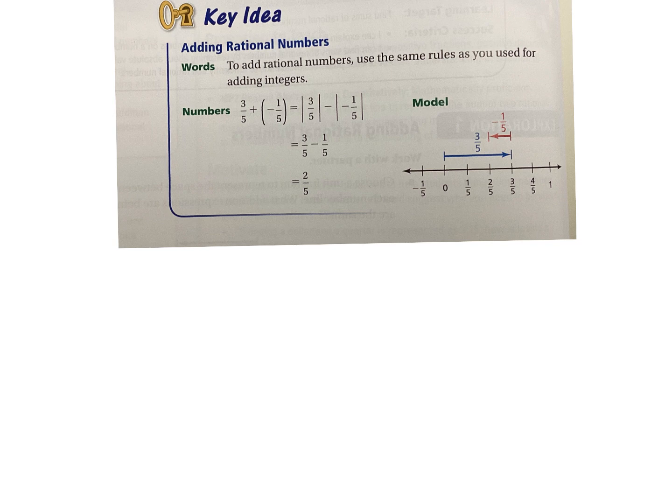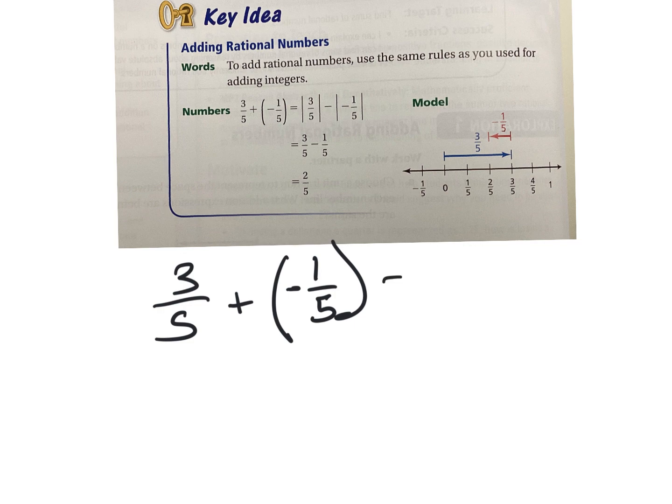Here's one example, 3/5 plus a negative 1/5. So I'm going to do 3/5 plus, I'm going to put in parentheses because it's a negative 1/5. And if you remember with integers, you find the absolute value of both numbers, and then you take the smaller number away from the bigger number, and whichever has the bigger absolute value, that's the sign you go with.